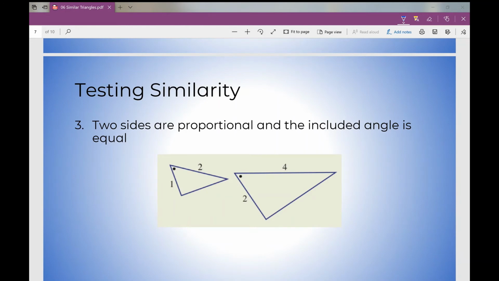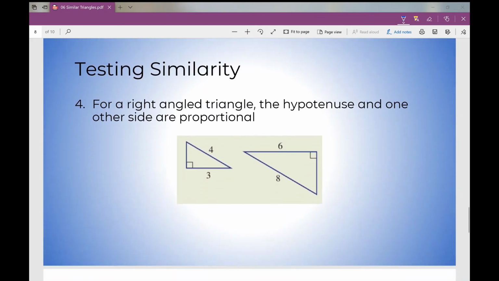The third test is that we have two sides in proportion. So here we would have 4/2, these two sides, and 2/1, these two sides. Again, the ratio is 2. And then we have the angle between them being equal. That's given to us. That means that these two triangles are similar. Two pairs of sides in proportion and the angle in between them.